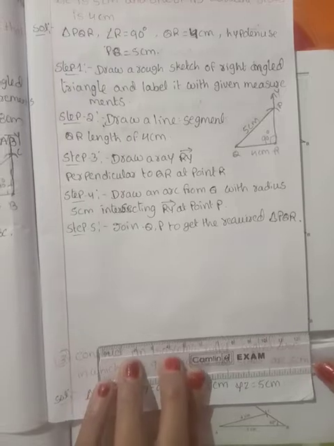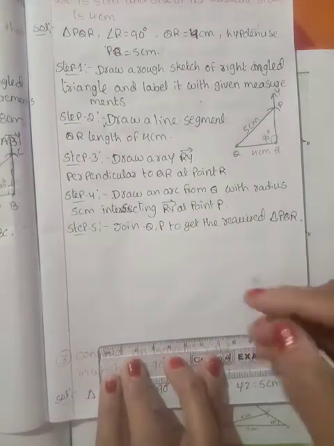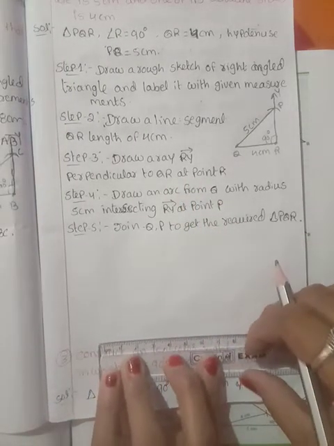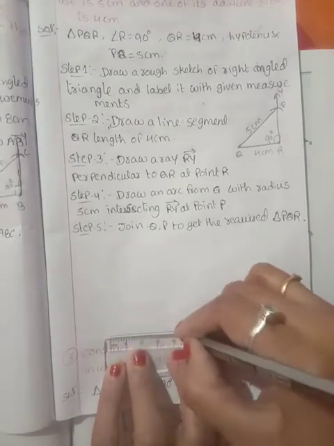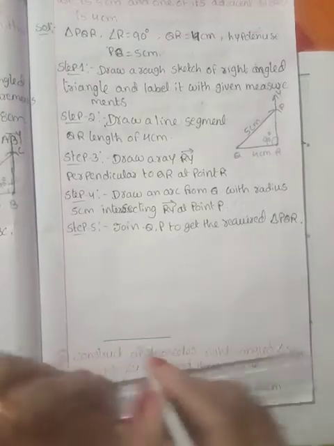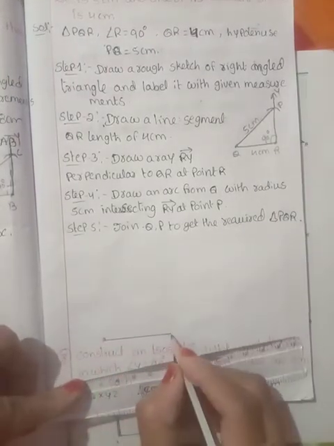Next is step 2. Draw a line segment. What is the line segment? First, draw the line segment of 4 centimeters using the ruler. Here it is QR.